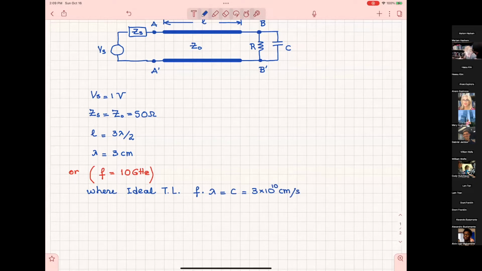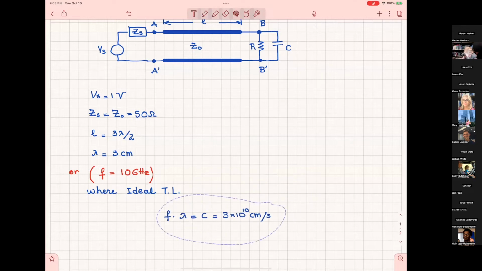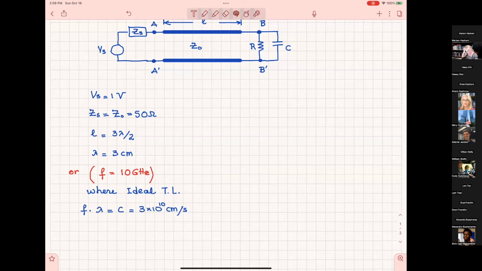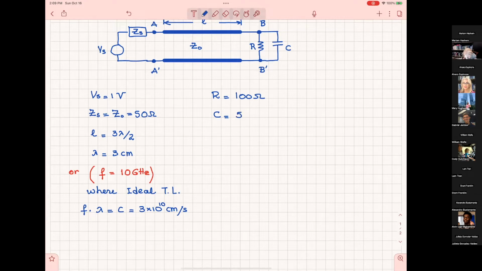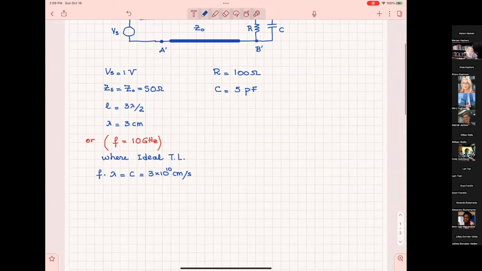So that's why I will not give both of them. I can give you F or I can give you lambda. Then what else do I give you? I give you that R, say it's 100 ohms. And I give you that C. Let me see, I'll give you a number for C. Assume that C is 5 picofarads, all right?